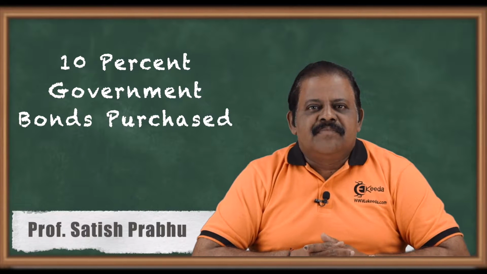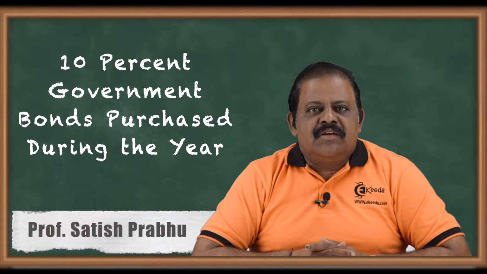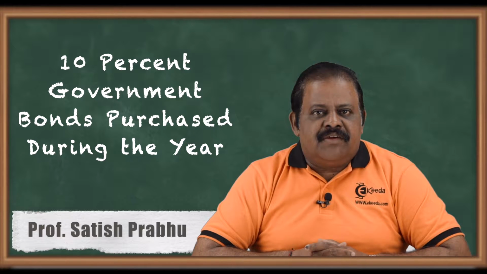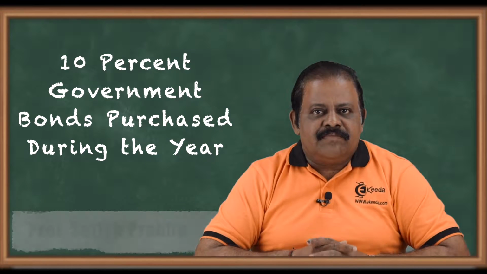Hello friends, let us do one question on single entry system where various adjustments are asked along with one important adjustment of purchase of government bonds during the year. We are required to calculate proportionate interest on this investment. Let us read the question.